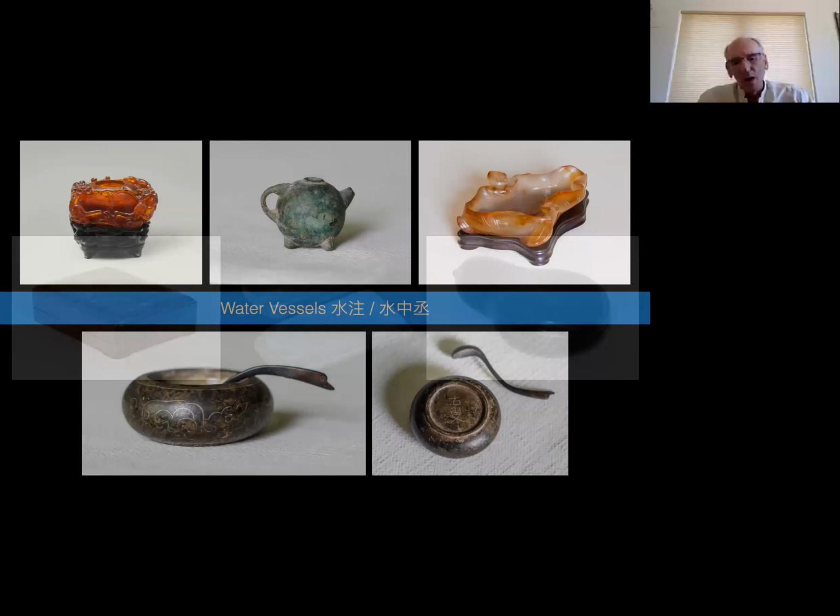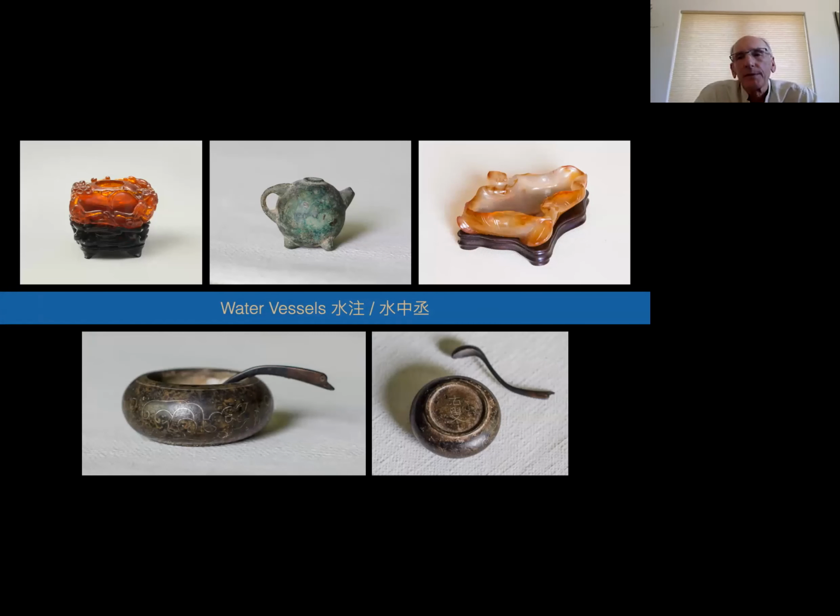There were a number of water vessels also associated with the ink, because you needed water to grind the ink. So you had the small little vessels that water could be poured from. The one in the center is probably a Song Dynasty bronze, very small, probably only an inch tall. I collected this many years ago in Anhui, Huizhou area. Very sophisticated. And then the one on the left is amber. It's a nice little Zetan stand.